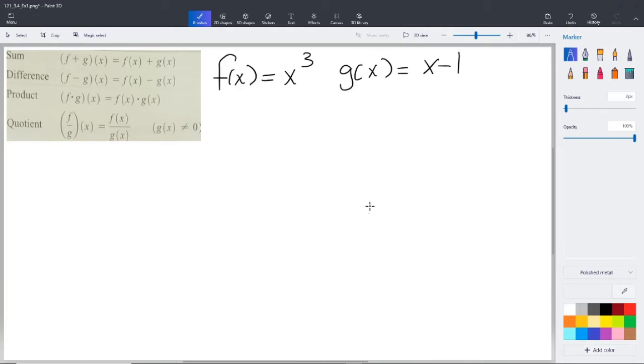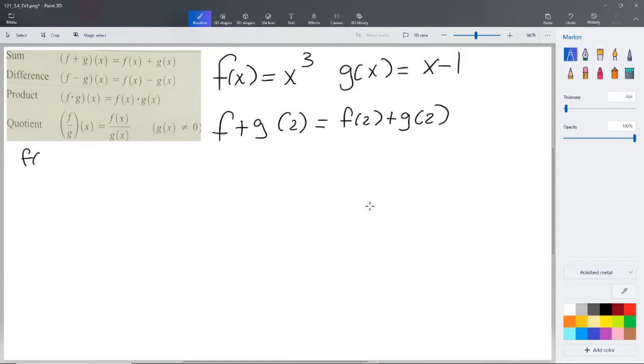So in the first one, we're going to do F plus G, not of X, but of 2 this time. So that's going to mean F of 2 plus G of 2. The way we want to attack this is to do it separately. We want to say, what does F of 2 equal? That is us putting 2 in for X. For us, that means we'd have 2 cubed, otherwise known as 8. So F of 2 is equal to 8, plus, now we do the G of 2.